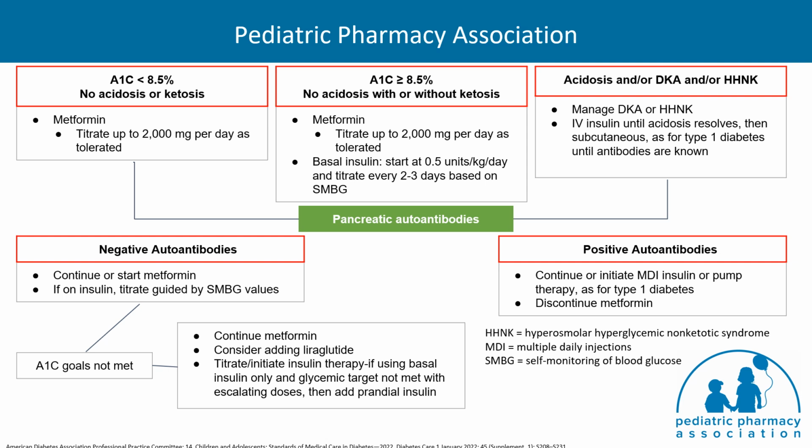Finally, if they're positive for autoantibodies, this is suggestive of type 1 diabetes mellitus, and we either want to continue our multiple daily insulin injections or initiate that multiple daily insulin injection, so that basal bolus regimen. For some of these patients, pump therapy might even be an option. And those patients that have positive autoantibodies, we're going to discontinue metformin because there is no evidence to support the use of metformin in this population.